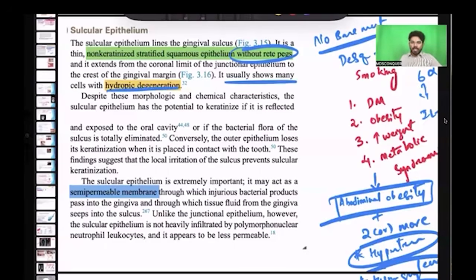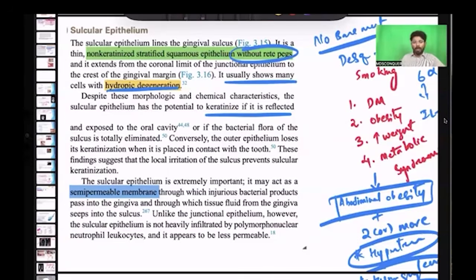Okay, and despite this morphology and chemical characteristic features, the sulcular epithelium has a potential to keratinize if it is reflected outside. Means if it is reflected and exposed to the oral cavity, this non-keratinized epithelium will be converted to keratinized epithelium. If it is kept back, again this will be converted to non-keratinized epithelium. This concept was already discussed in your activity a few days back by me.